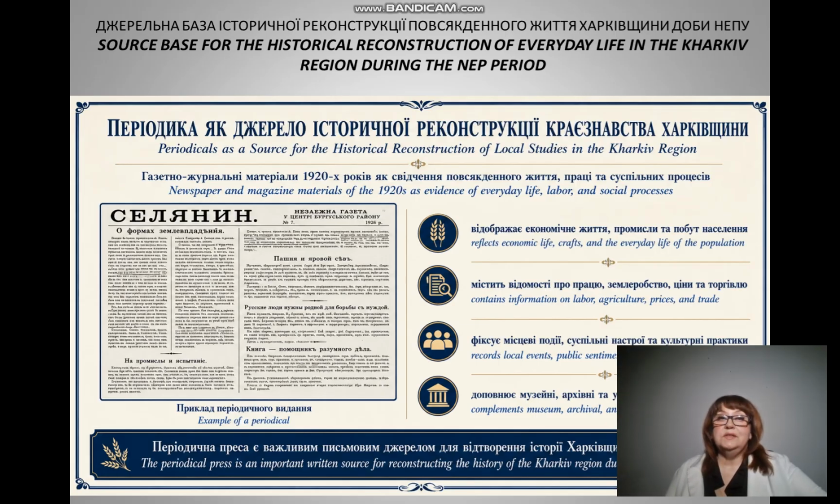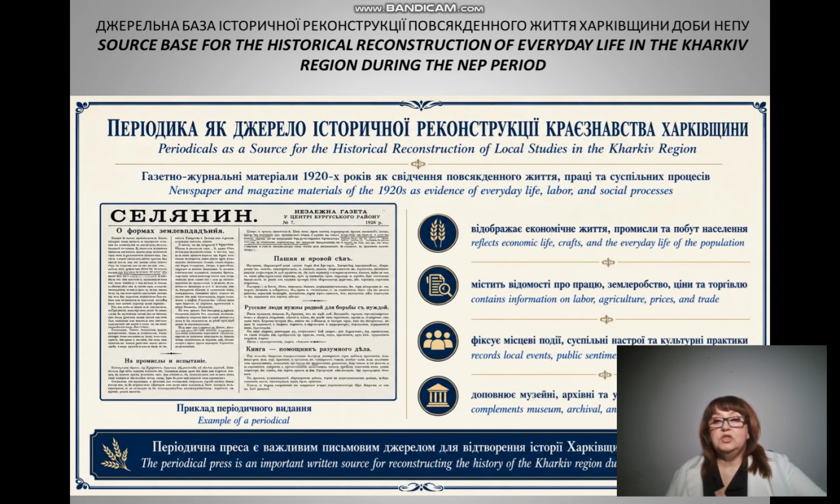Source base for the historical reconstruction of everyday life in the Kharkiv region during the NEP period. Periodical as a source for the historical reconstruction of local studies in the Kharkiv region. Newspaper and magazine materials of the 1920s as evidence of everyday life, labor and social processes. They reflect economic life, craft, and the everyday life of the population.